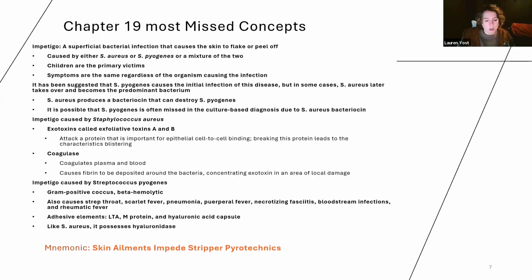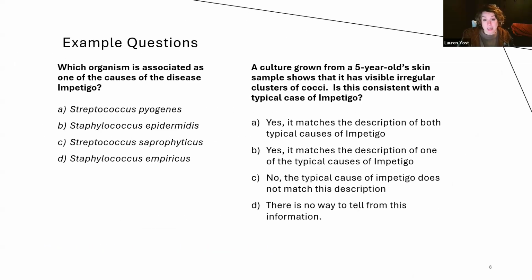So let's give some examples of questions related to this topic. Which organism is associated as one of the causes of the disease impetigo? Streptococcus pyogenes. Yes, it's usually the first one. What about Staphylococcus epidermidis? This is the common bacteria found on the skin. Most people, this is just a part of your microbiome. It's not usually associated with infection unless it gets into your deep tissue accidentally for some reason. So it's not typically associated with impetigo.